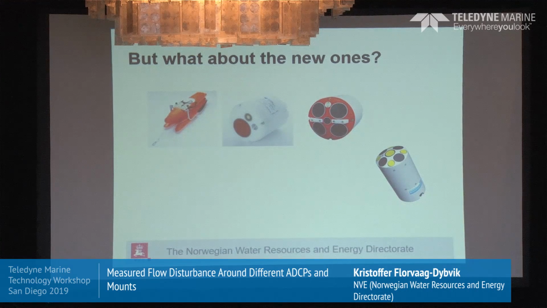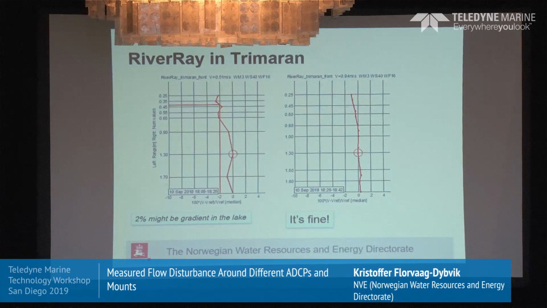Okay, what about the new instruments? Have things got better? Have they got worse? The RiverRay. On this day, there was some gradient, so there was some small shear in the velocities in the lake itself. So we can safely ignore, for these measurements up here, any error that is less than 2%. And on this one, an error that's less than 1%, because the natural shear in the lake was in the order of 1 centimeter per second.